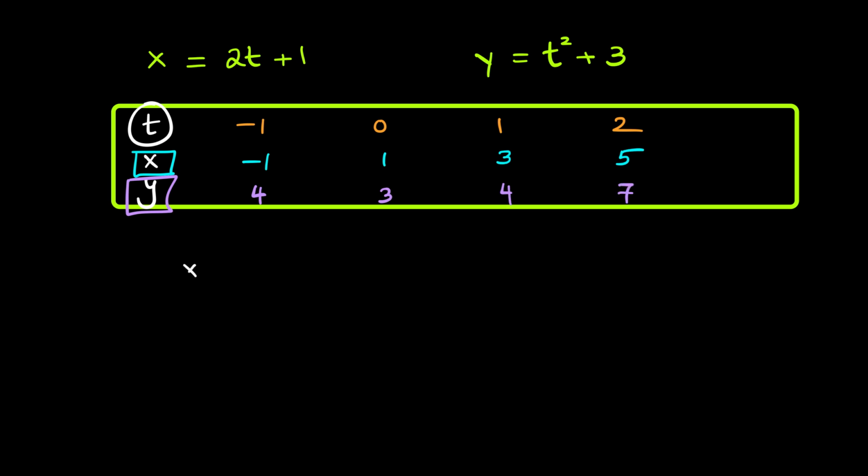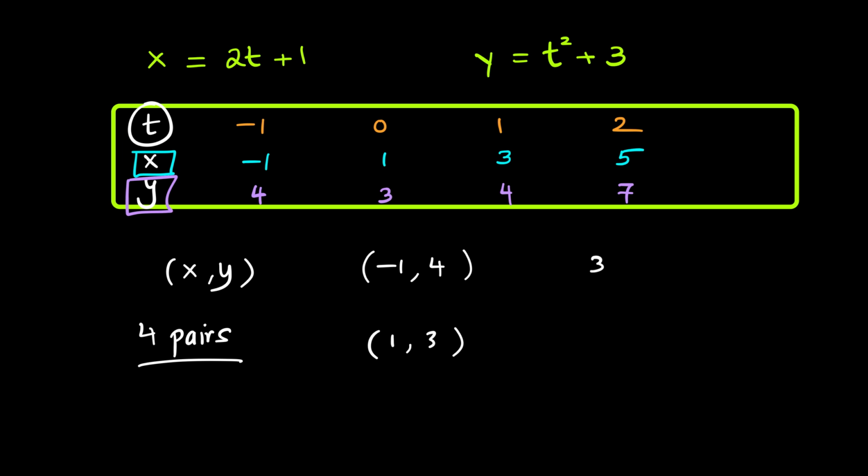So what we see here are four pairs of x and y coordinates. The first one is negative 1, 4. The second one is 1, 3. The third one is 3, 4. The fourth one is 5, 7. And similarly, by plugging in different values of t, we can obtain countless x and y coordinates.